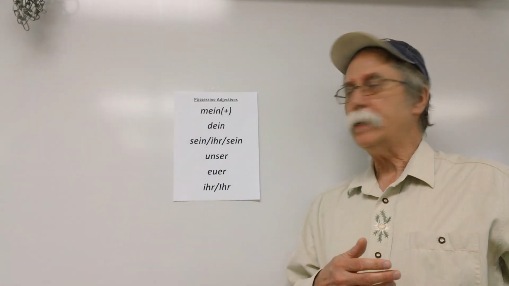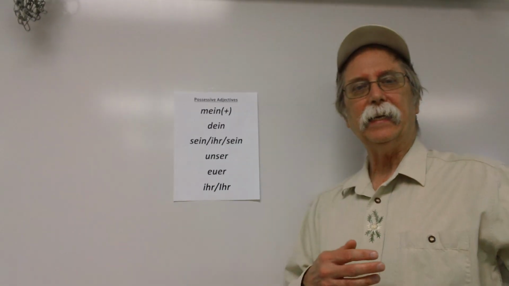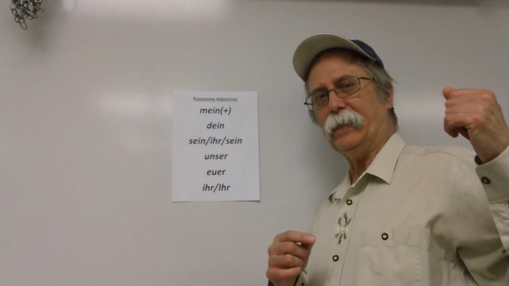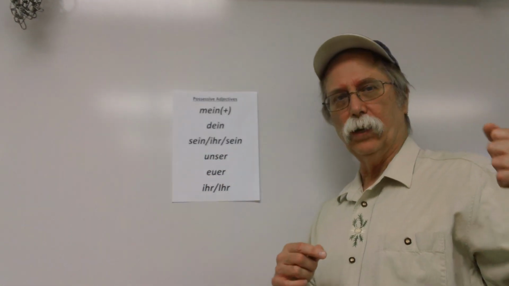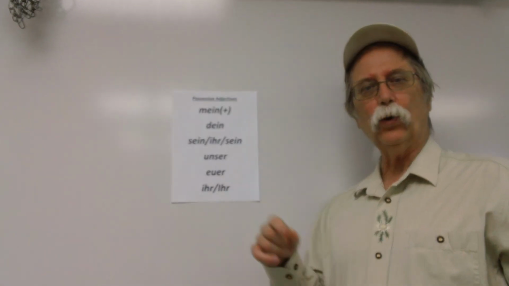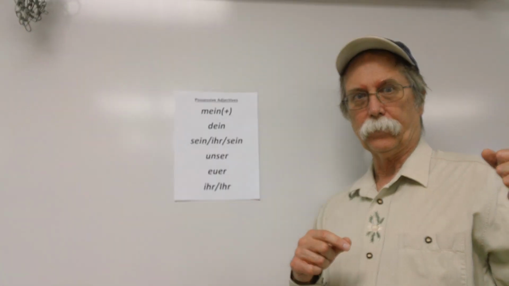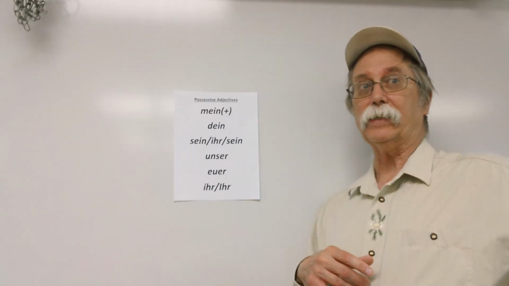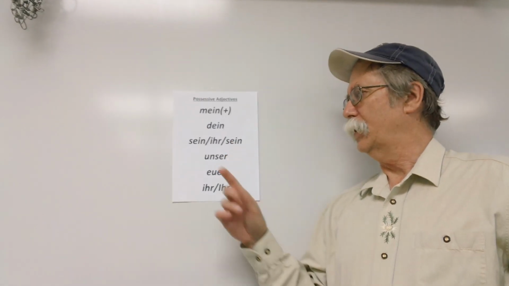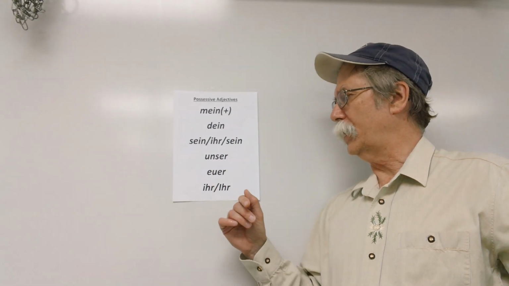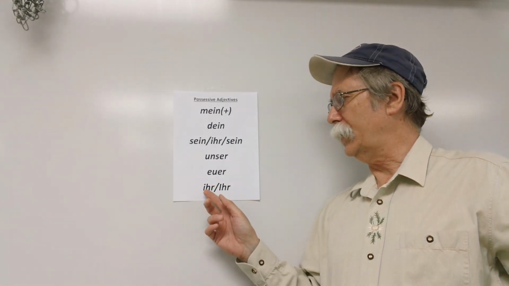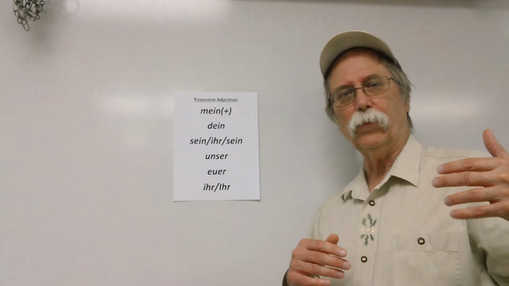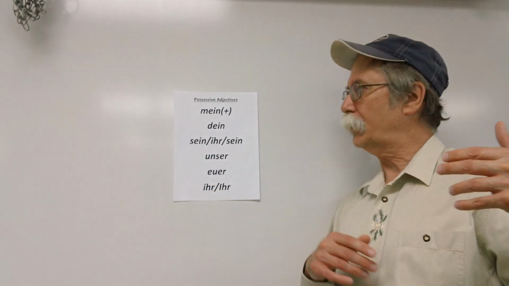Mein is my, dein is your in the du form, sein is his, ihr is her, sein is also its. When referring to the possessive of a das word, you must use sein. Unser is our, euer is your, ihr is their, and the capital Ihr is your in the Sie form. Remember, in the formal form of address.